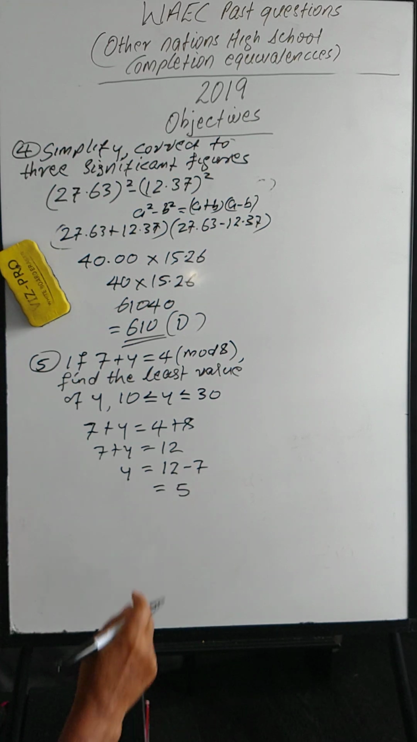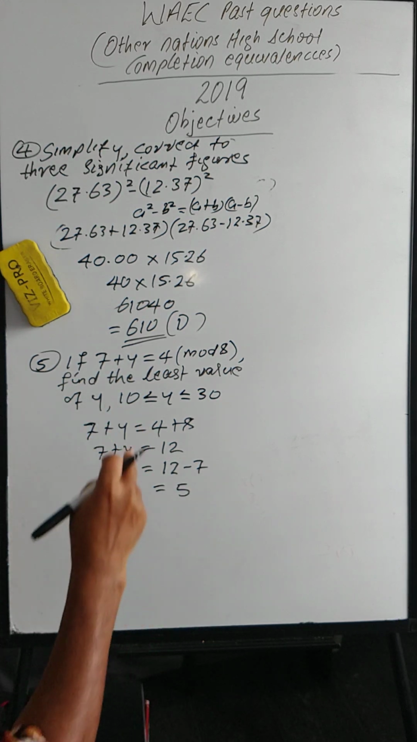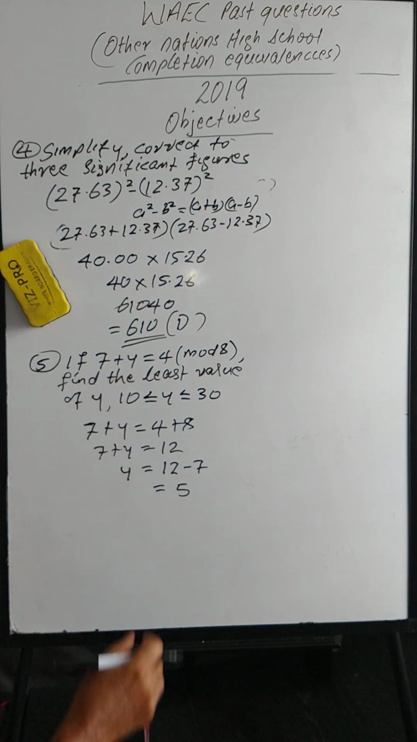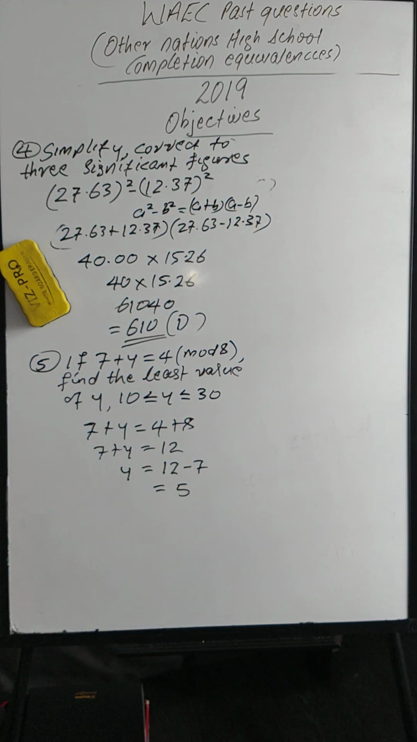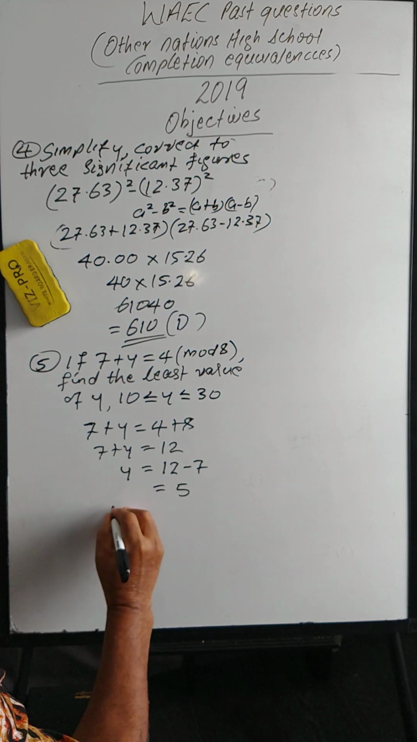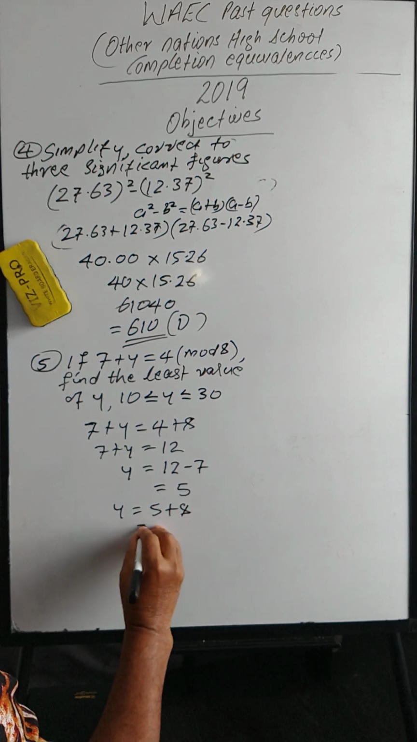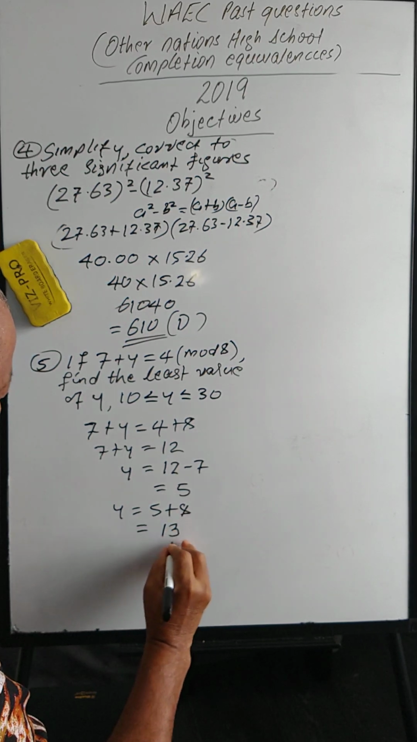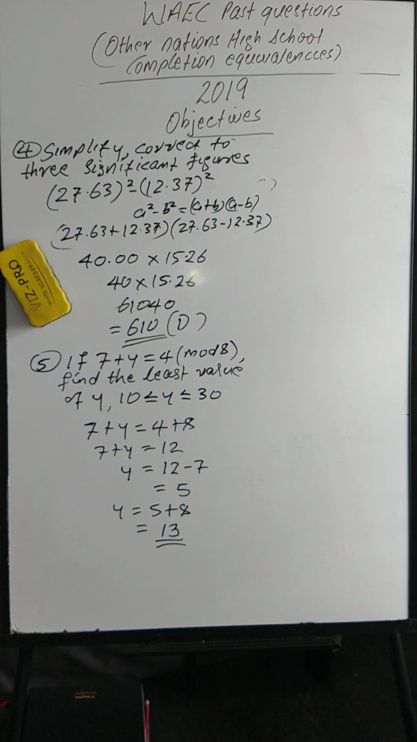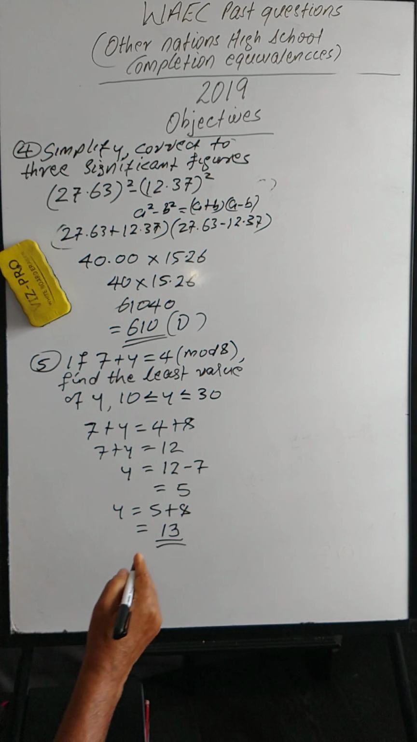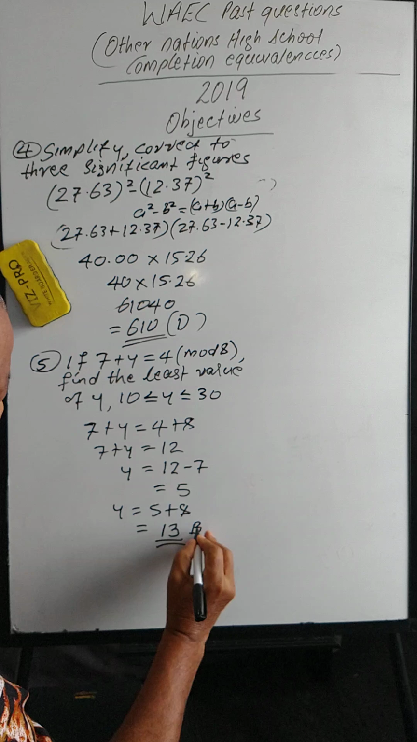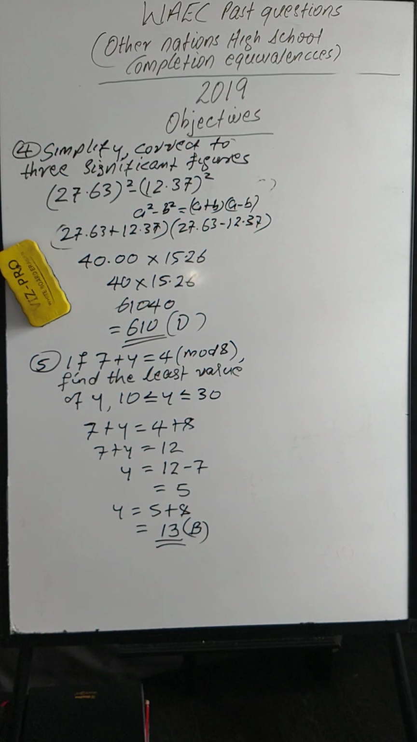But you can agree with me, the question says that y must be greater or equals to 10. 5 is not up to 10. How much more greater than that? So what we now do here, we now say that y is equal to 5 plus 8. And that will give us 13. So y is 13 in this mod, and that is option B. For number 5.